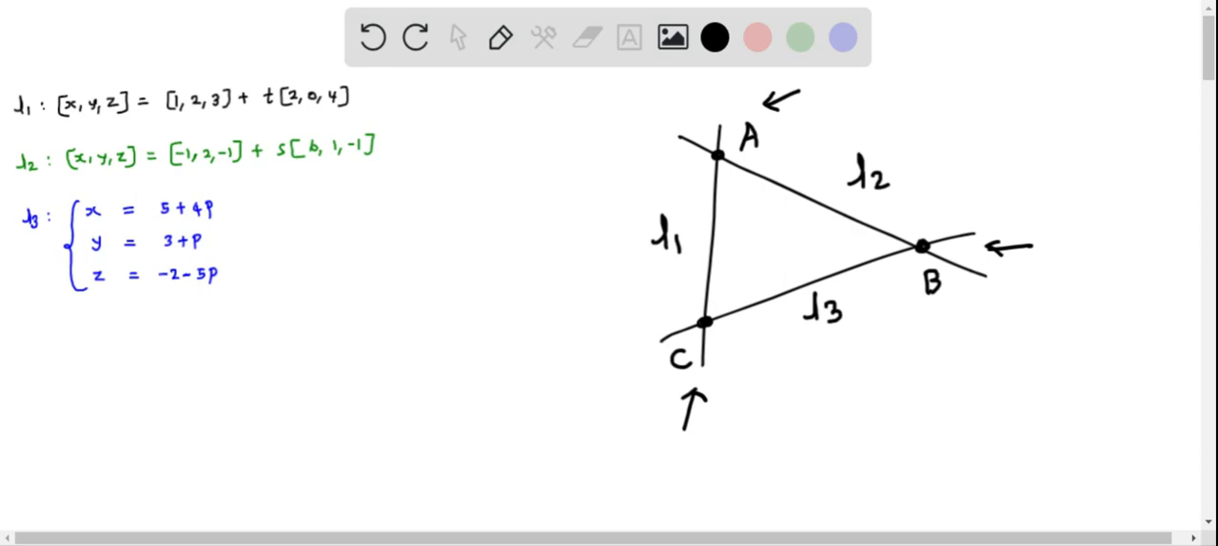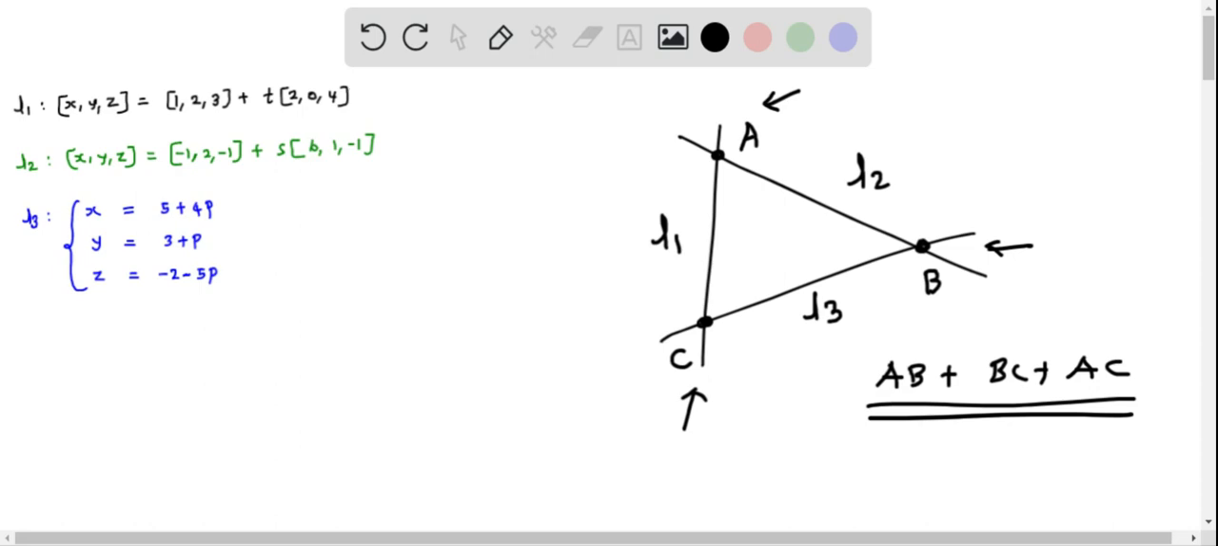Once we determine the three vertices of the triangle, we then find the side lengths by using the distance formula. Once we find the side lengths, we can determine the perimeter of the triangle. That is, the perimeter of the triangle is the side length AB plus the side length BC plus the side length AC. So this is how we have to determine the perimeter. Our first task is to determine the intersection points, that is, we have to find the vertices of the triangle.